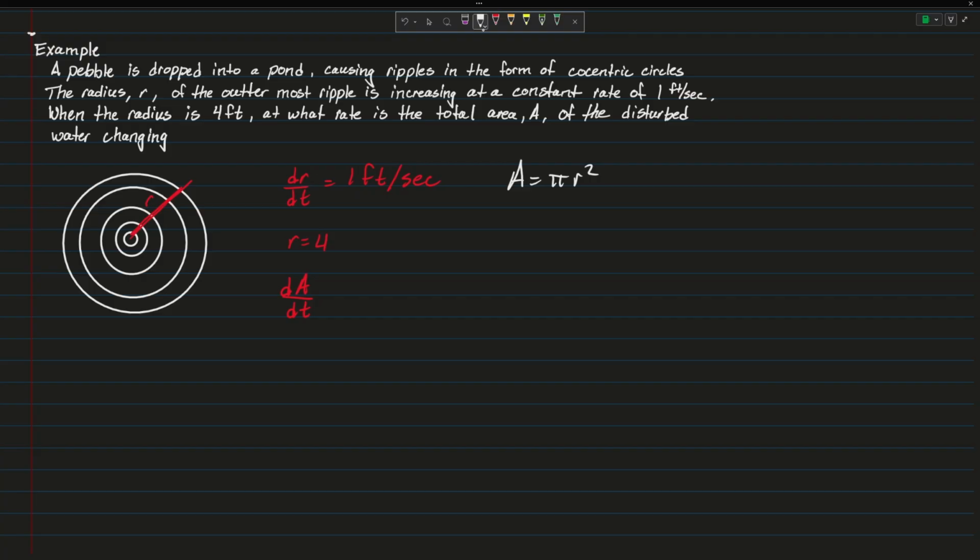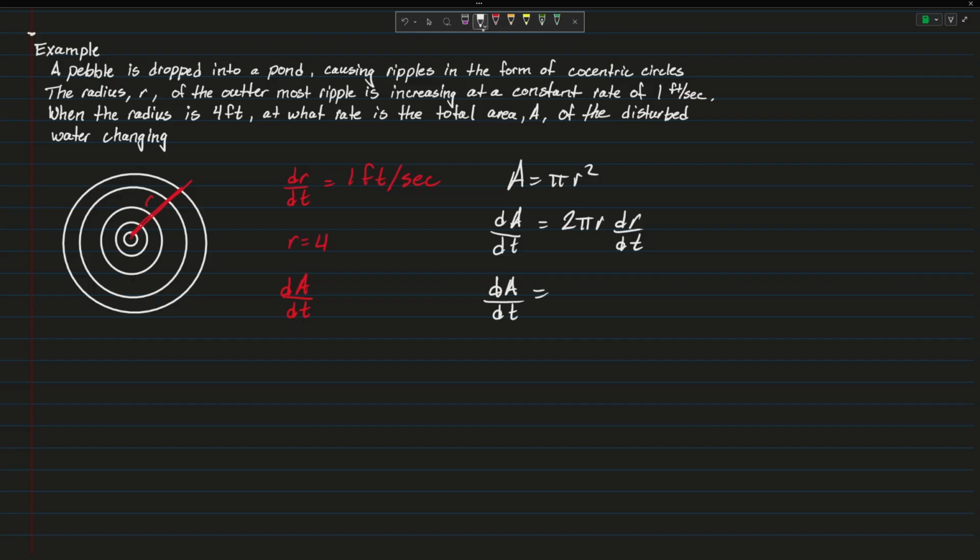Okay, and we need to take the derivative with respect to t of both sides. So dA/dt is going to be equal to 2 pi r dr/dt. Okay, pi is a constant, so you can ignore it and just multiply it out front. Okay, so we have stuff that we need. We have r and we have dr/dt.